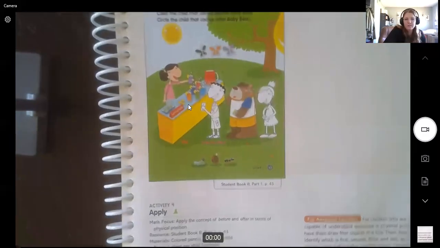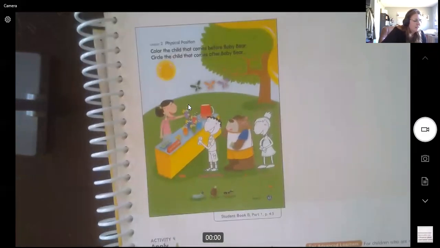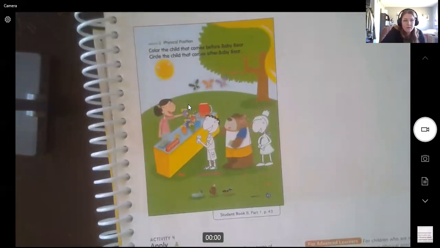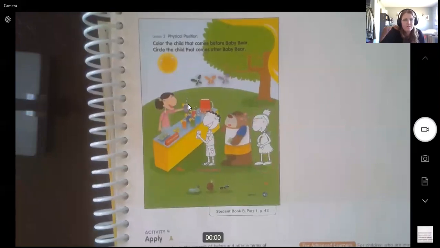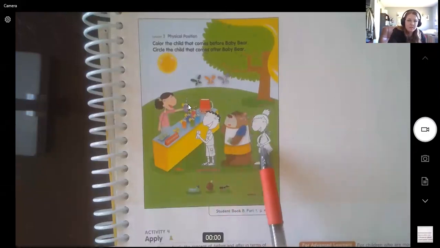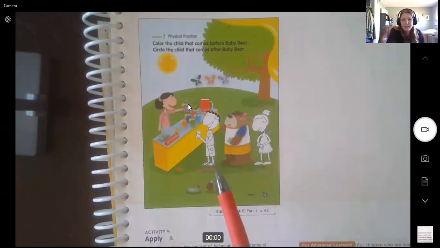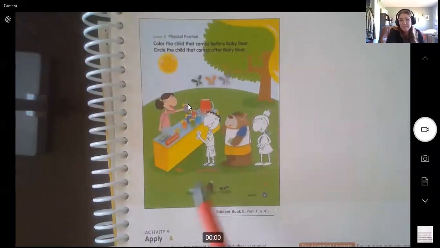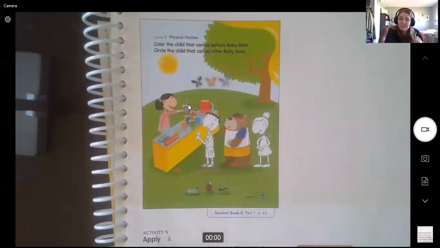For page 43, it says, color the child that comes before the baby bear. Then circle the child that comes after baby bear. This is so important because they need to understand that verbiage of before and after. Before, after. Make sure they are making the right choice. Be there, guide them, and if they make a mistake, it's okay. Help them understand what mistake they made and why it's the other way. Remind them it's okay to make mistakes.